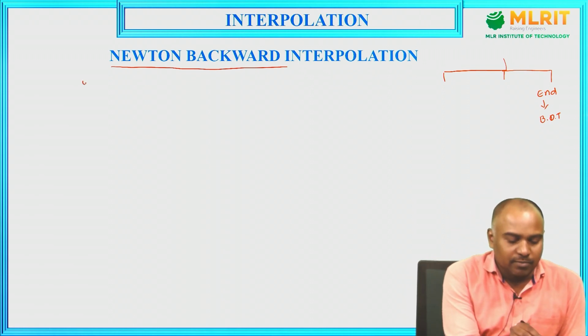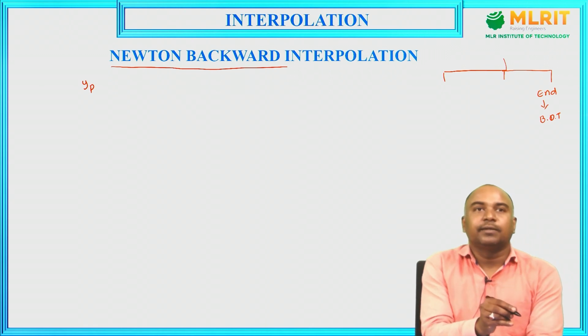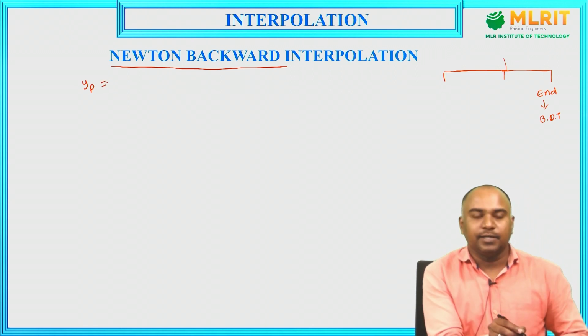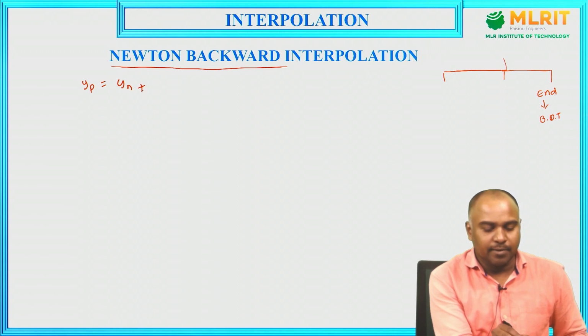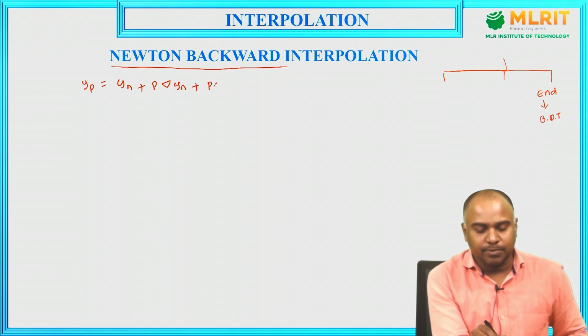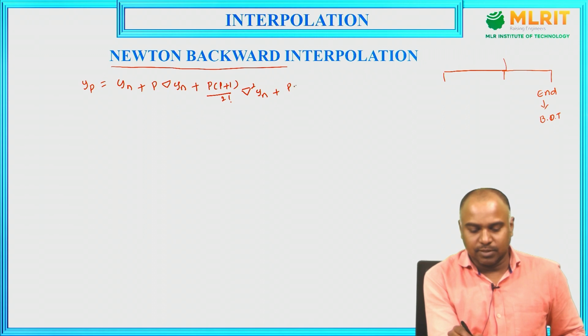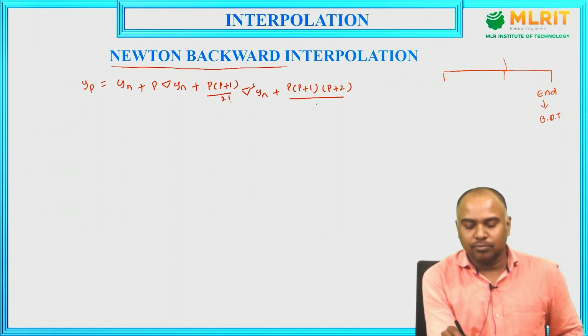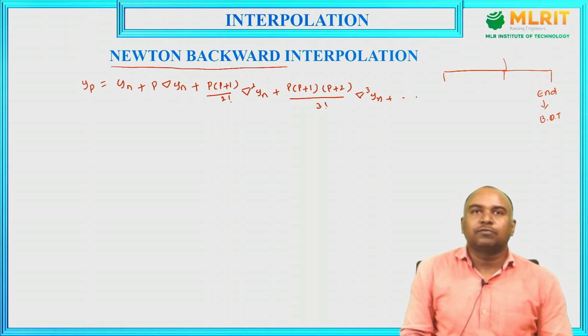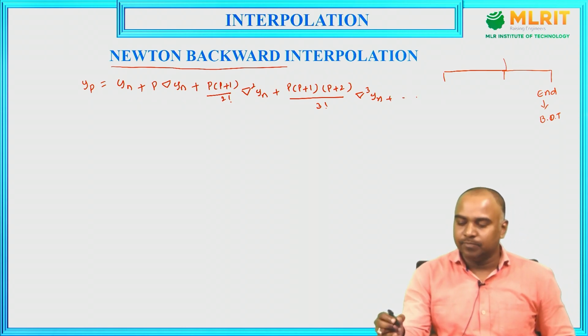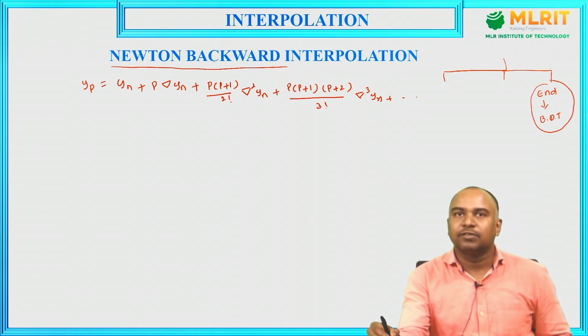Let us see what formula we use to evaluate if the point is located at the end of the table. y_p is equal to y_n plus p del y_n plus p into (p plus 1) by 2 factorial del square y_n plus p into (p plus 1) into (p plus 2) by 3 factorial del cube y_n and so on. This is the formula we use to evaluate the value if it is located at the end of the table.